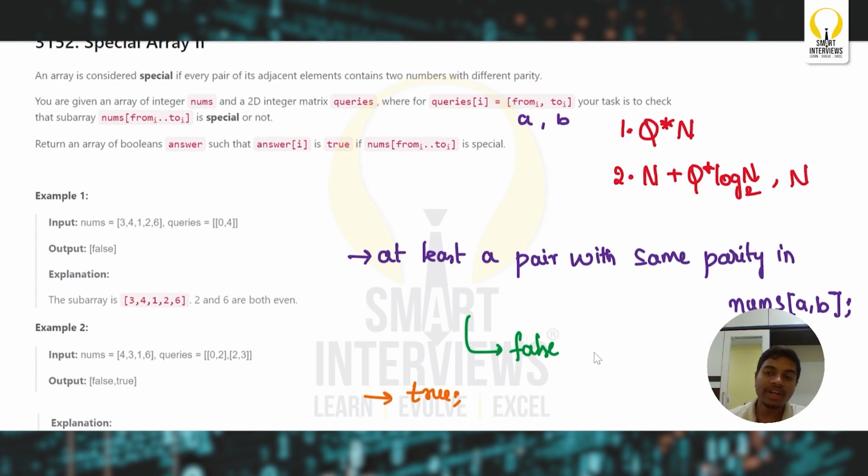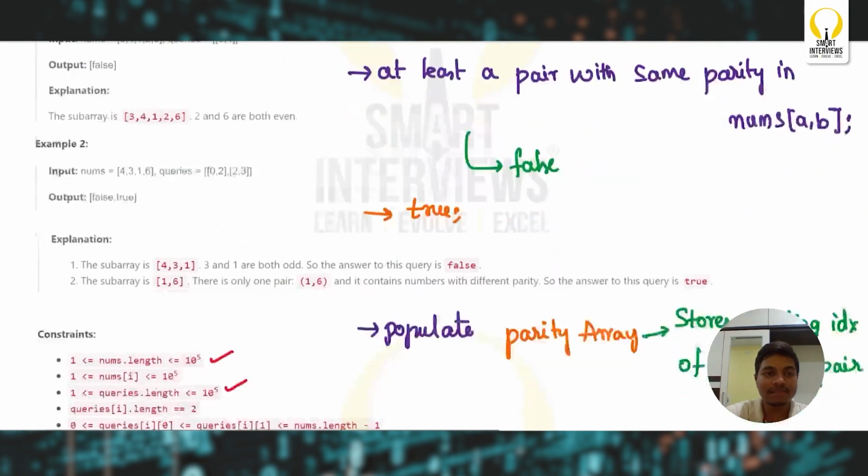Yes, so we are trying to populate a parity array which is actually taking n space and n time to populate this, as well as for each and every query you're trying to apply binary search, which is going to be the complexity of q times log n. I hope that is clear for everyone. Even though we are using n extra space, the complexity is n plus q times log n. We are supposed to even reduce this. Okay, let us discuss that.